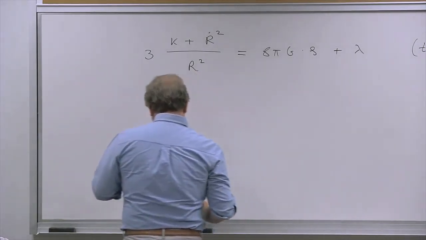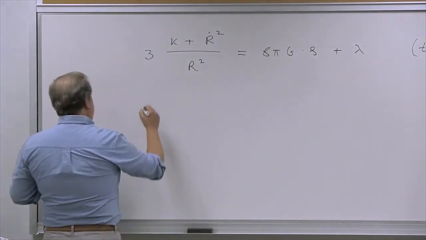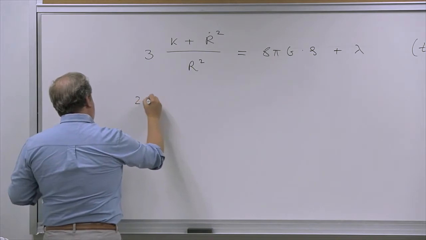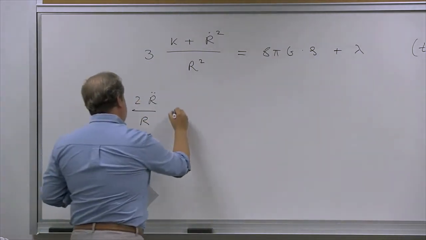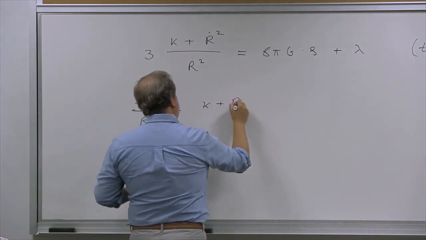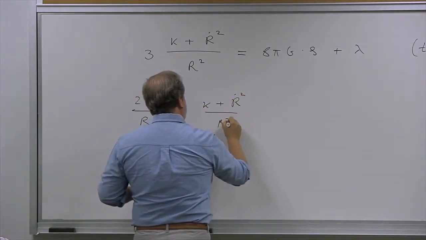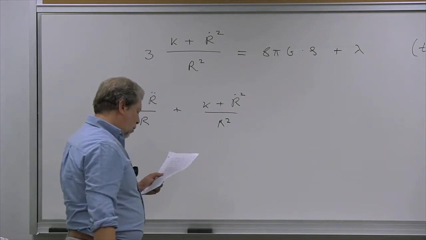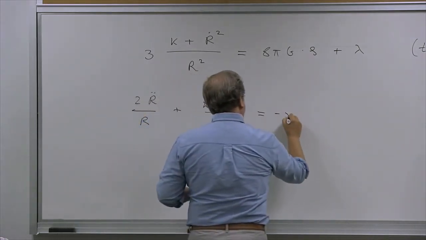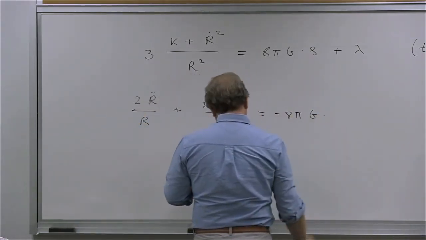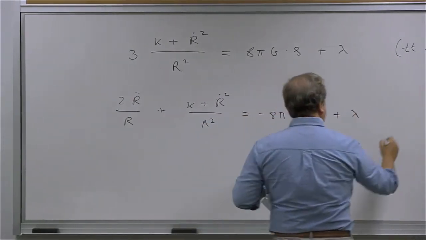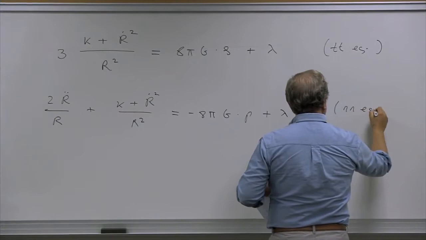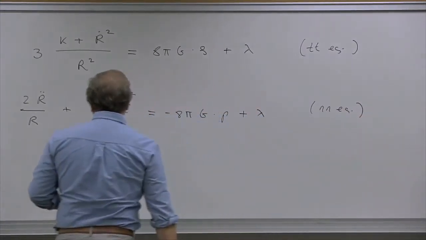So the second one is the rr equation, right? And so that is 2r̈ divided by r plus (k plus ṙ²) divided by r² is equal to minus 8πG times (the pressure plus Λ). So this is the rr equation.